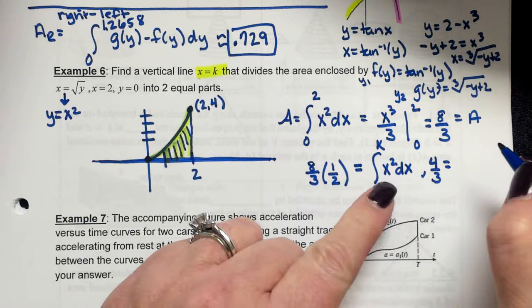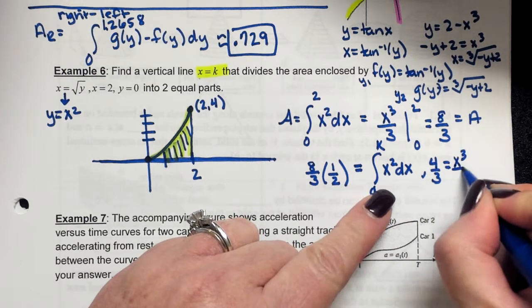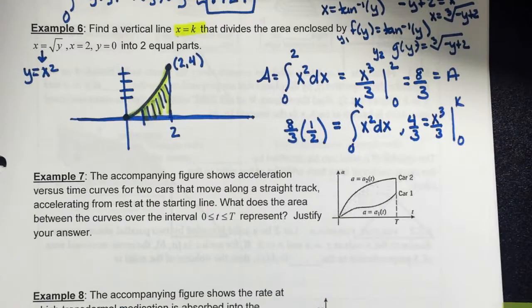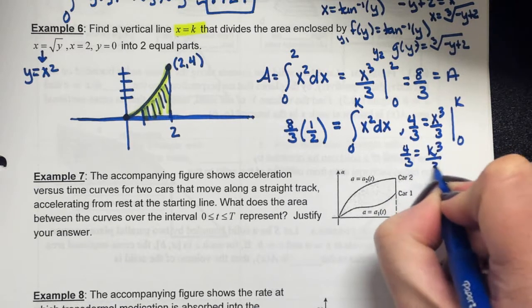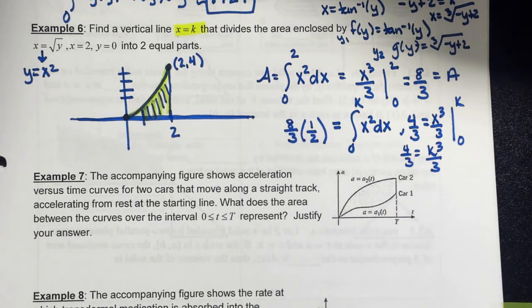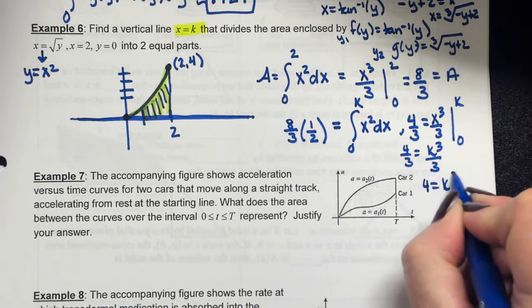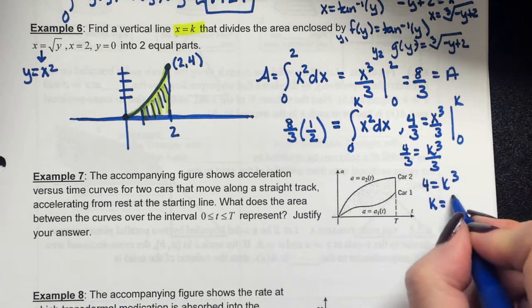I already know what the integral of x squared is going to be. That's going to be x to the third over 3, and I'm going to evaluate this from 0 to k. So 4/3 is equal to k to the third over 3. How do I solve for k? What's going to be the first step? Multiply by 3. So that's going to be 4 is equal to k to the third. So what's k going to be equal to? Cube root of 4.